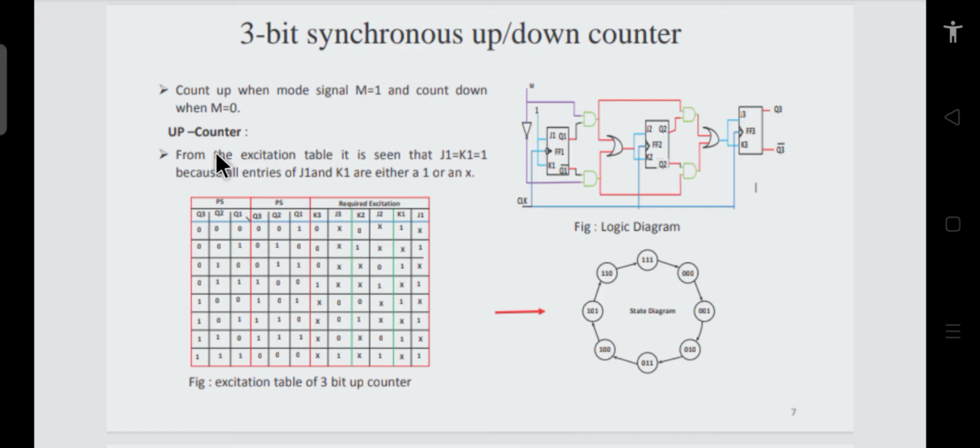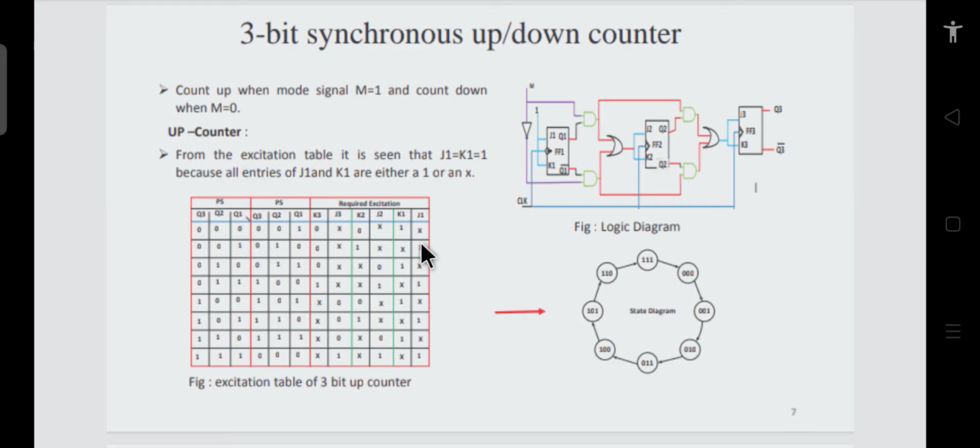We can design them in different ways. Here I have taken a simpler way in which first we will design an up counter, then later on we will design a down counter, and in the third step we will mix them together. Otherwise you can do it the other way also, but that will be a little complicated to understand in the very beginning. That is why I have considered this procedure to explain the things.